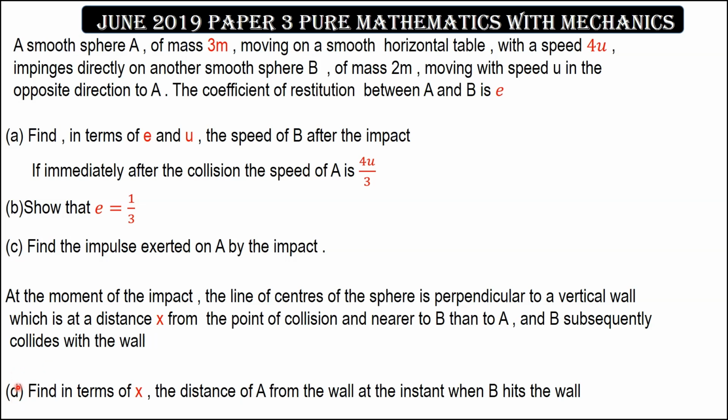The next part of the question, part D, is introduced with another paragraph: at the moment of the impact the line of centres of the spheres is perpendicular to a vertical wall, which is at a distance x from the point of collision and nearer to B than to A, and B subsequently collides with the wall. In the last part of the question, we are asked to find, in terms of x, the distance of A from the wall at the instant when B hits the wall.